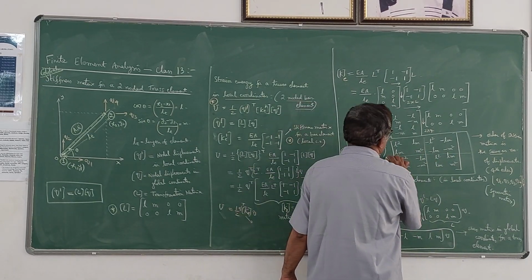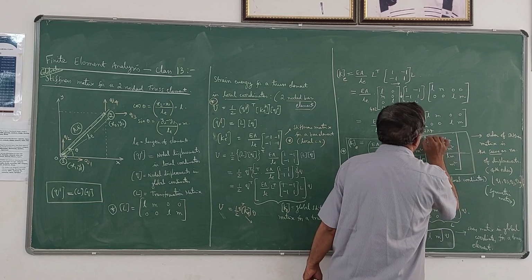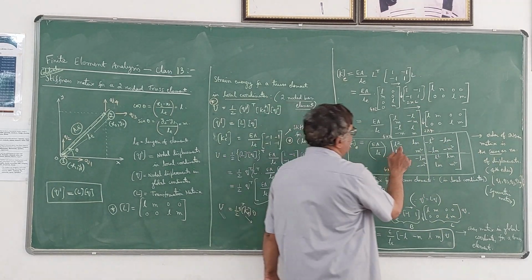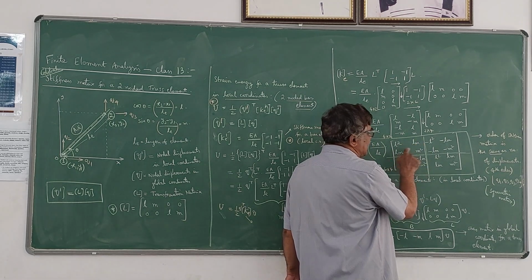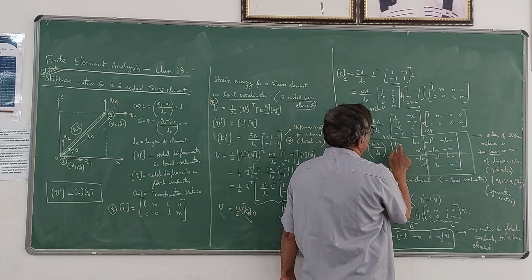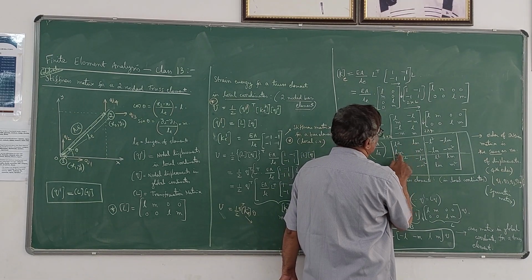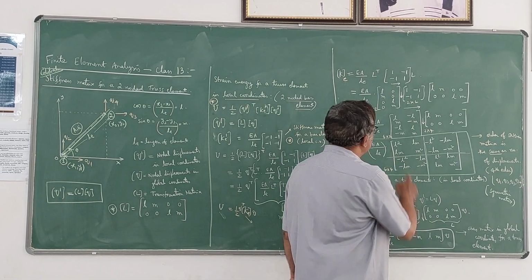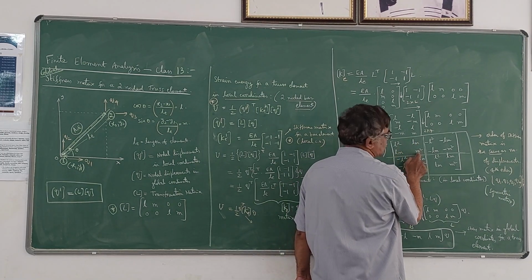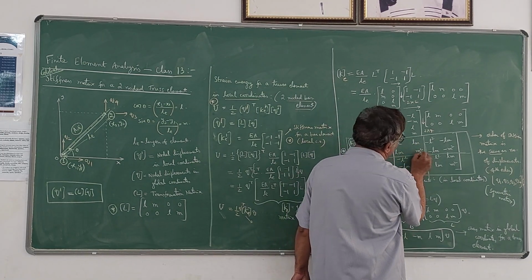I will just divide this matrix into 4 submatrices. You can observe here, if you remember the first submatrix, you can easily write the other submatrices. The first submatrix is L square, Lm, Lm, M square. That is cos square theta, cos theta sin theta, cos theta sin theta, sin square theta. The same will be there here.